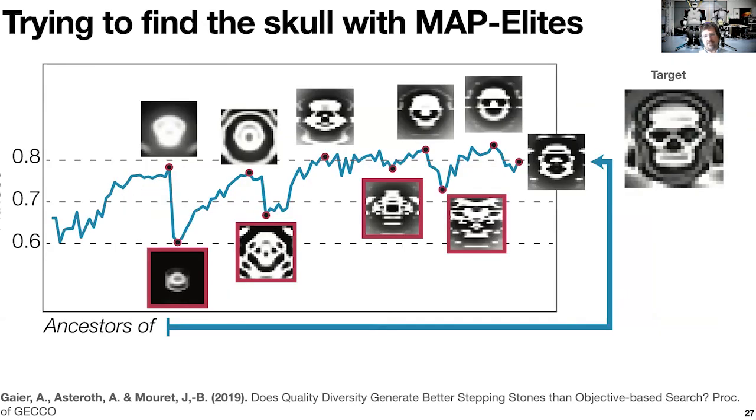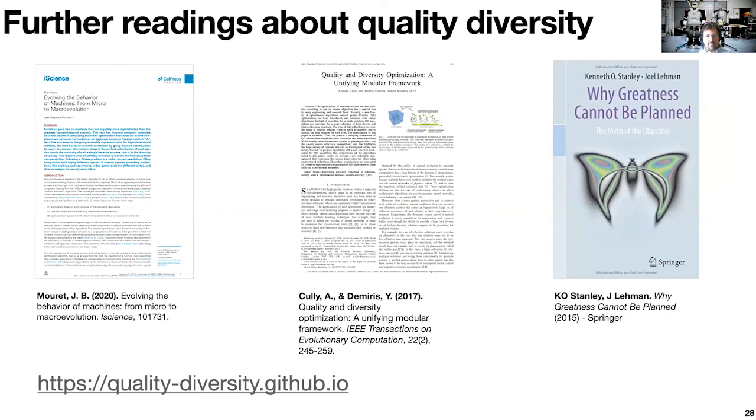And if you look at the stepping stones with MAP-Elites to get there, you see the same kind of patterns as what we have seen with PicBreeder, so with interactive evolution. You see that the intermediate steps are very far from the final image that we evolve. So again, I think that's a very promising direction.